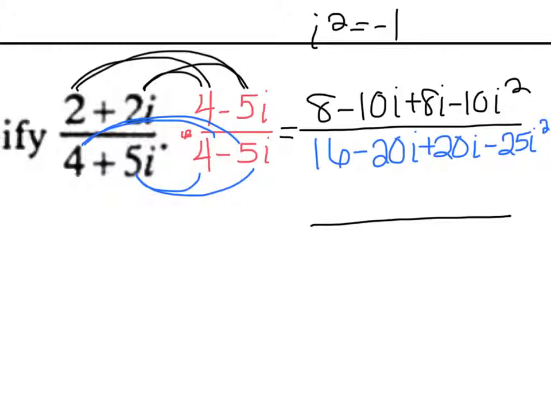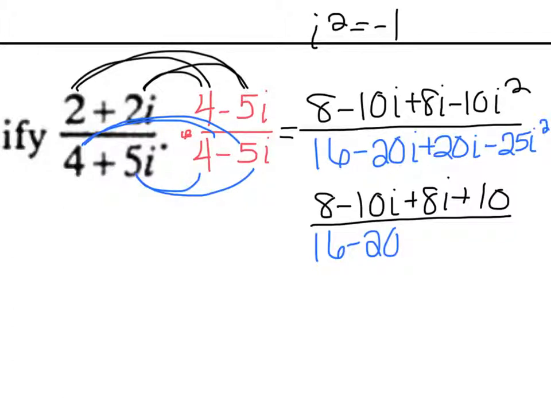So I'm going to rewrite my numerator: 8 minus 10i plus 8i. And since it starts off as minus 10, that i squared is going to change it to a positive 10. The denominator, we have 16 minus 20i plus 20i, and now another i squared. Since it's a minus 25, the i squared will change it to a positive 25.